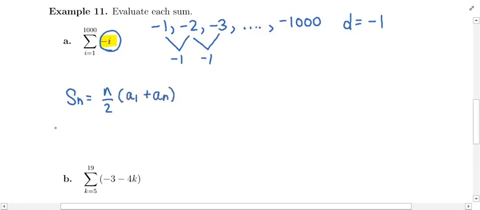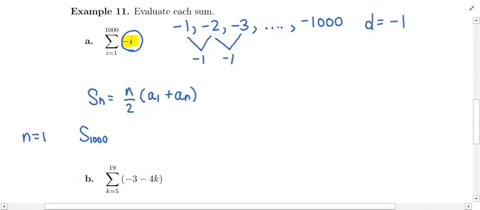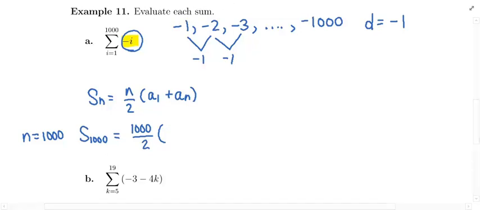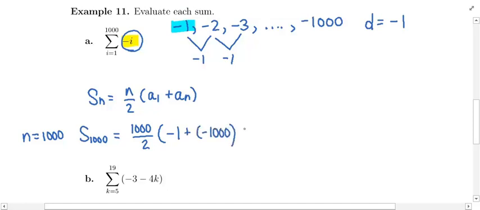I want to add up from 1 to 1,000. We're adding the first 1,000 terms, so n is going to be 1,000 here. Everywhere you see an n, replace it with 1,000. We know that a_1, the first term in the sequence, we wrote it out, is negative 1. And we know from writing it out that the last term is going to be negative 1,000. If we simplify here, this is going to be 500 times negative 1,001.